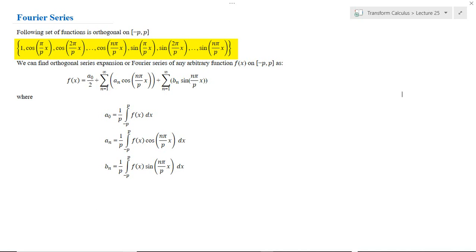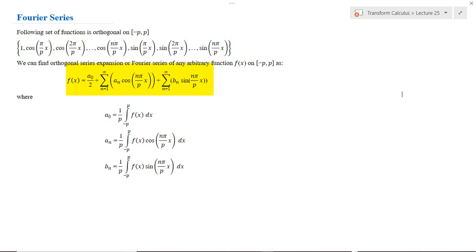The set of functions contains 1, cosine pi over p x, cosine 2 pi over p x, and so on up to cosine n pi over p x, and it also includes sine pi over p x, sine 2 pi over p x, up to sine n pi over p x. So we can find this set of functions is orthogonal on minus p to p. We can find the orthogonal series expansion or Fourier series of any arbitrary function f(x) on the range of minus p to p using this equation.